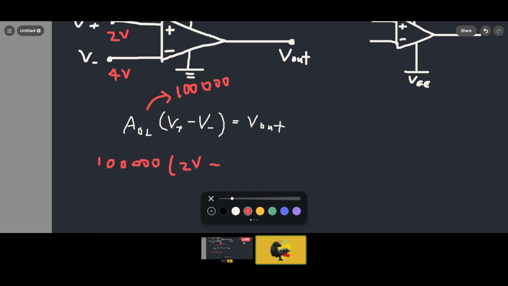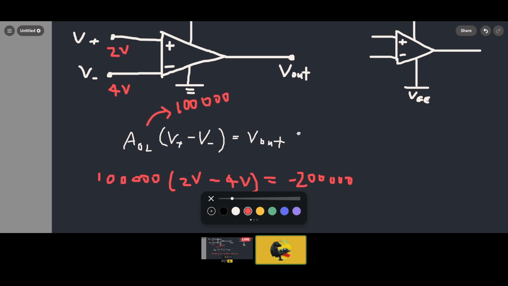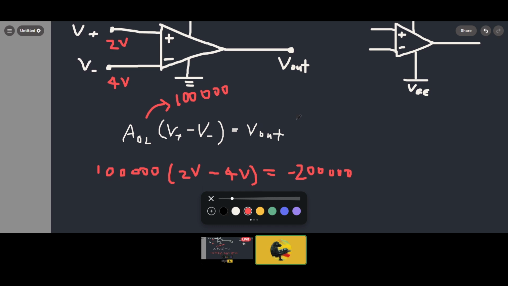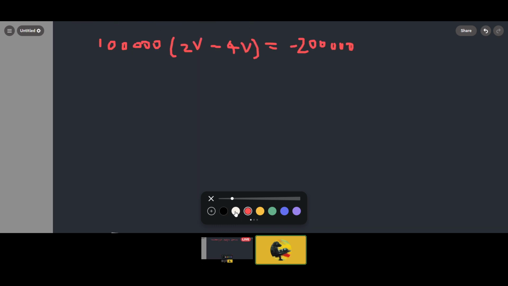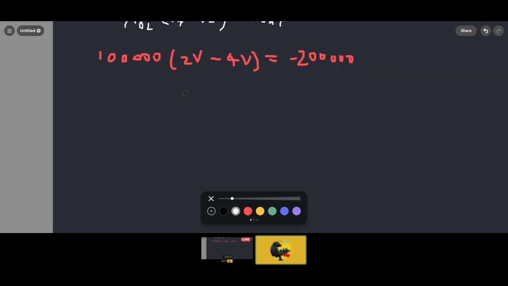2 volts minus 4 volts equals negative 2, so negative 200 volts, right? 2 minus 4, okay, calculator's not working. 2 minus 4, yeah, okay. So is V out going to be negative 200,000 volts? No, of course not. Again, the clamping thing is happening. So in actuality, it will be 0 volts.